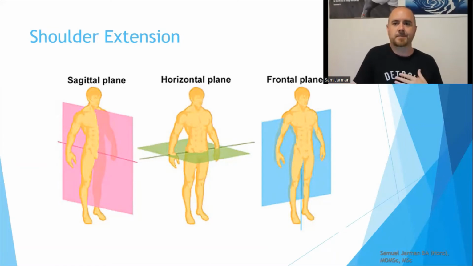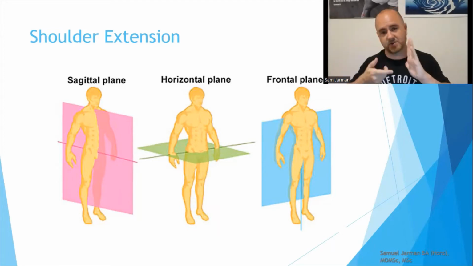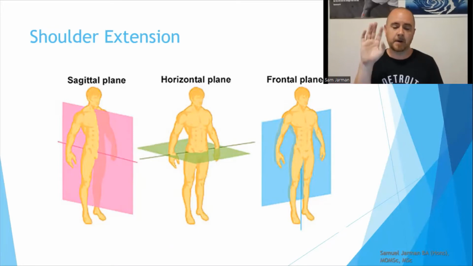So, maybe if I raise it up there, it's kind of like it's going back that way. It's going towards the posterior surface of the body. That would be considered shoulder extension. Now, because it's in the sagittal plane about the transverse axis, technically it is a rotational motion, but we call it extension to avoid the confusion with rotation in the horizontal or transverse plane about the vertical axis.